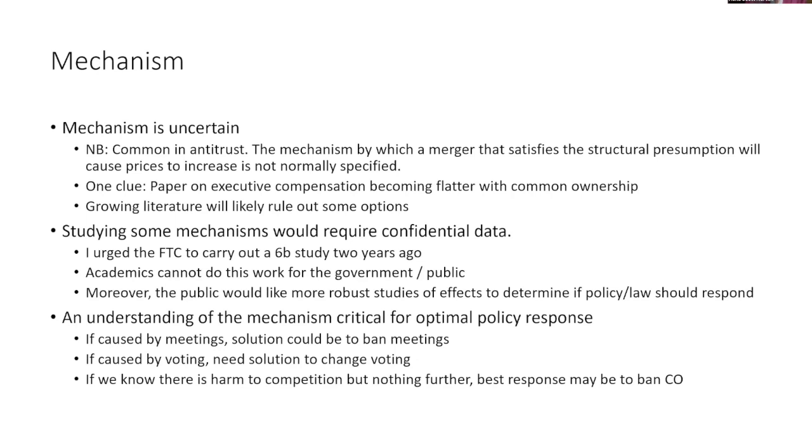Studying these mechanisms would require confidential data. I've been urging the FTC for a couple of years to carry out a 6B study because academics cannot do this work on behalf of the government or the public because there's too much confidential information that would be required. And it would be a great benefit to everybody to understand this mechanism better. In particular, optimal policy response would really be helped by knowing what the mechanism was.